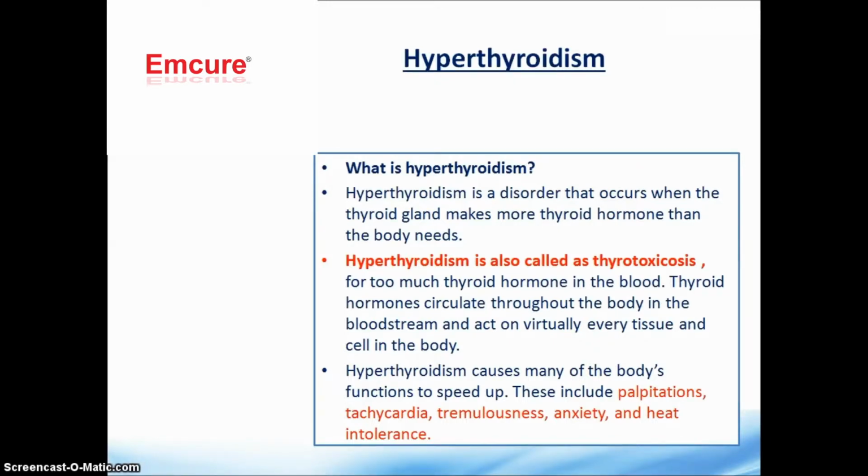These include palpitations, tachycardia, tremors, that means a person is having tremors at rest, anxiety, and heat intolerance, which means the normal temperatures can be outside, can be 22 degrees centigrade, and the patient is complaining of sweating and excessive heat around. So that is, he is intolerant to heat or to rising temperatures.